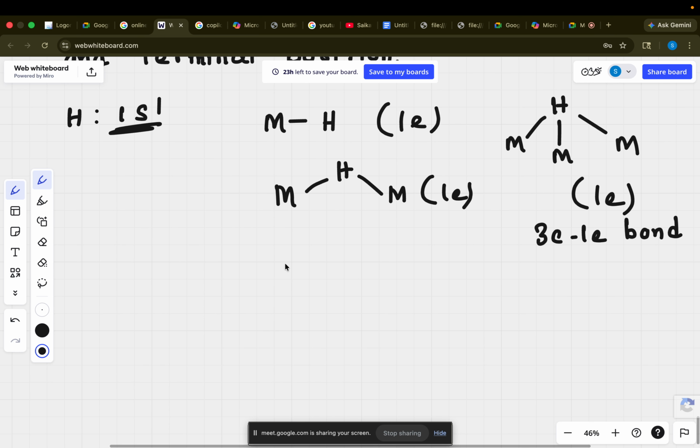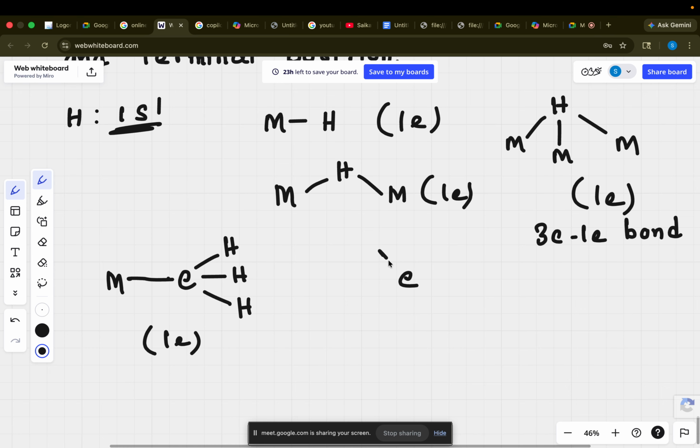Now suppose you have CH3. CH3 means carbon with hydrogen, hydrogen, hydrogen. Carbon has how many valence electrons? 4 valence electrons. Out of that 4, 3 electrons are already involved in bonding with hydrogen. So how many electrons are left? 1 electron left, right? So it can bond with one metal center. So that is your terminal bonding.